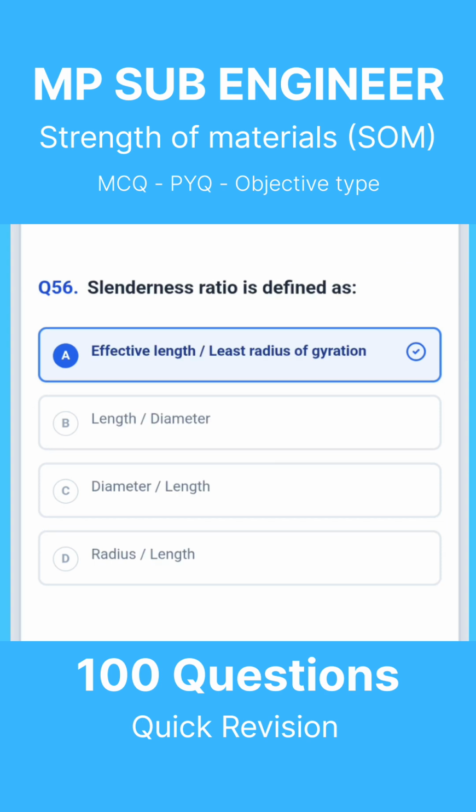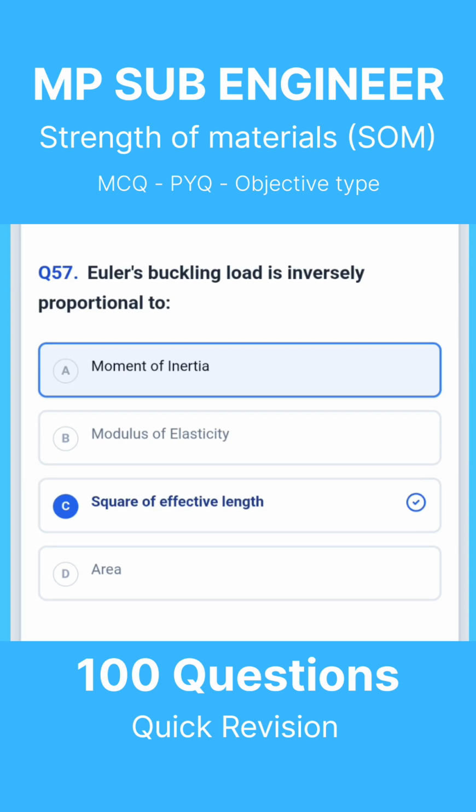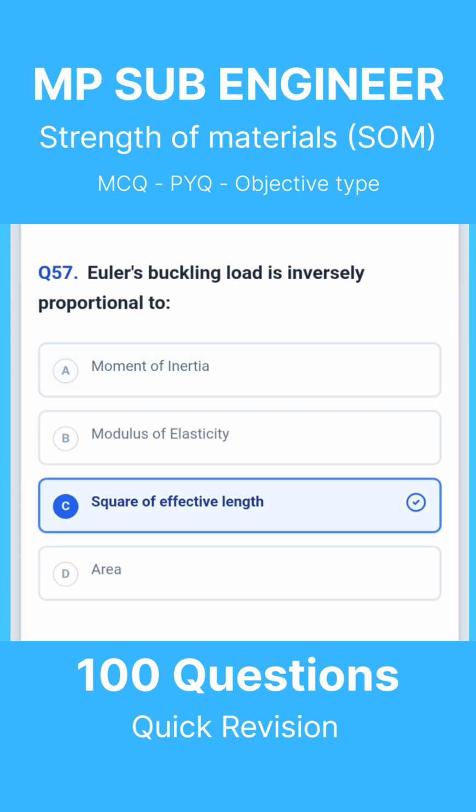Question 56. Slenderness ratio is defined as. The correct answer is effective length divided by least radius of gyration. Question 57. Euler's buckling load is inversely proportional to. The correct answer is square of effective length.